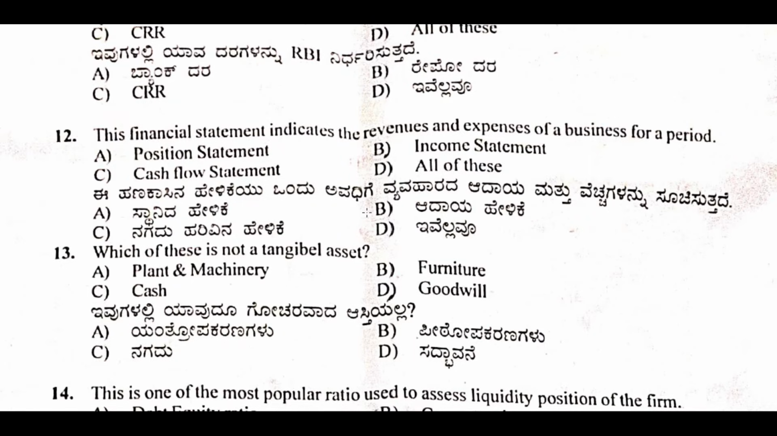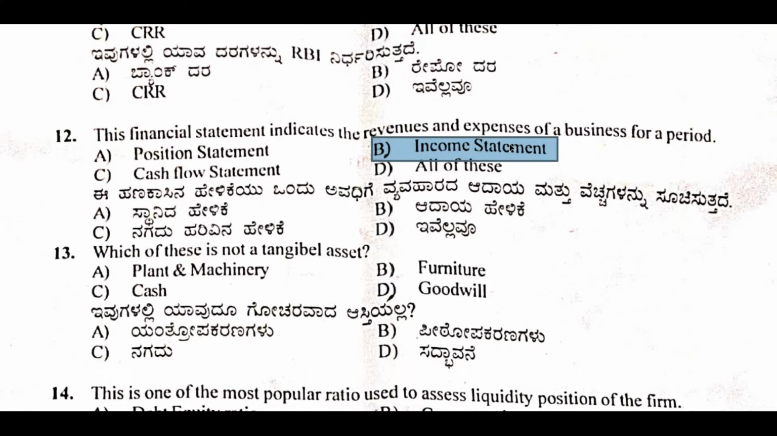An income statement is a financial statement that shows you the company's income and expenditure, and also shows whether a company is making profit or loss for a given period. So the income statement indicates the revenues and expenses of any business for a particular period. So the right option is option B, income statement.